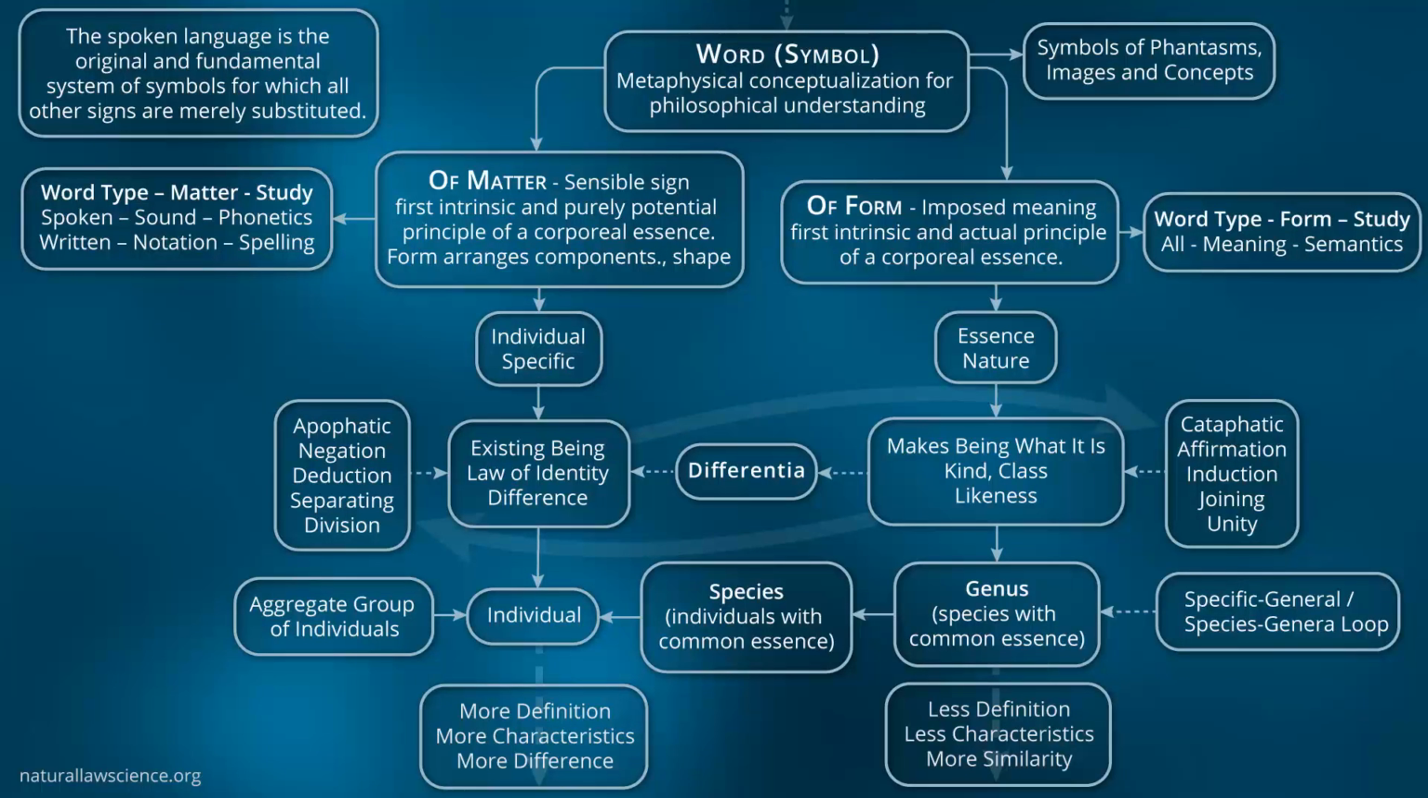From the form side, essence and nature, this is what makes a being what it is. This is the kind and class, the likeness. So you have all humans. That's our species. That's where the essence and nature of the form comes from, the morphogenetic blueprint, in order for us to all look alike. That's our likeness, our kind, our class.